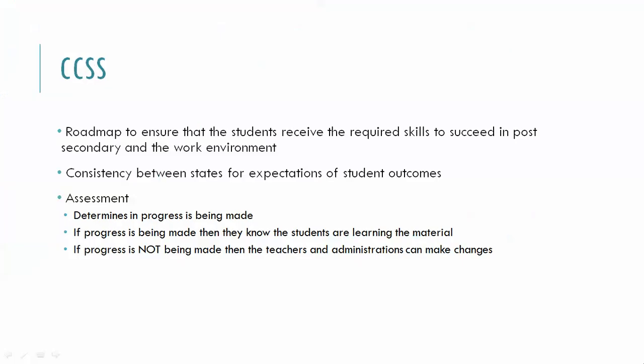Assessment and Illuminate. Common Core state standards are a roadmap that ensures students receive the required skills to succeed in post-secondary education in a work environment after school. It also offers a consistency between states for expectations of student outcomes. The assessment side determines if progress is being made in the classroom. If the progress is being made, then they know students are learning. If there's not progress being made, then the teachers and administrators can change.